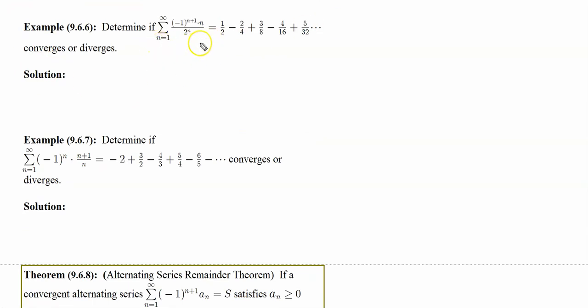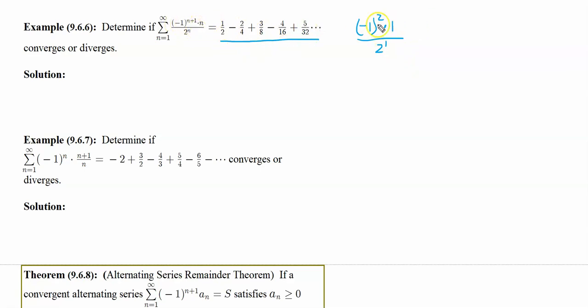Now in this example, we want to determine if the series -1 to the n plus 1 times n over 2 to the nth power converges or diverges. Now the -1 to the n plus 1, that's going to create an alternating sign pattern. So if you write out a few terms in your series, you'll see that this is what you get. For example, if you put 1 in for the n here, you get -1 squared times 1 over 2 to the 1 power. So that's how you get the 1/2.